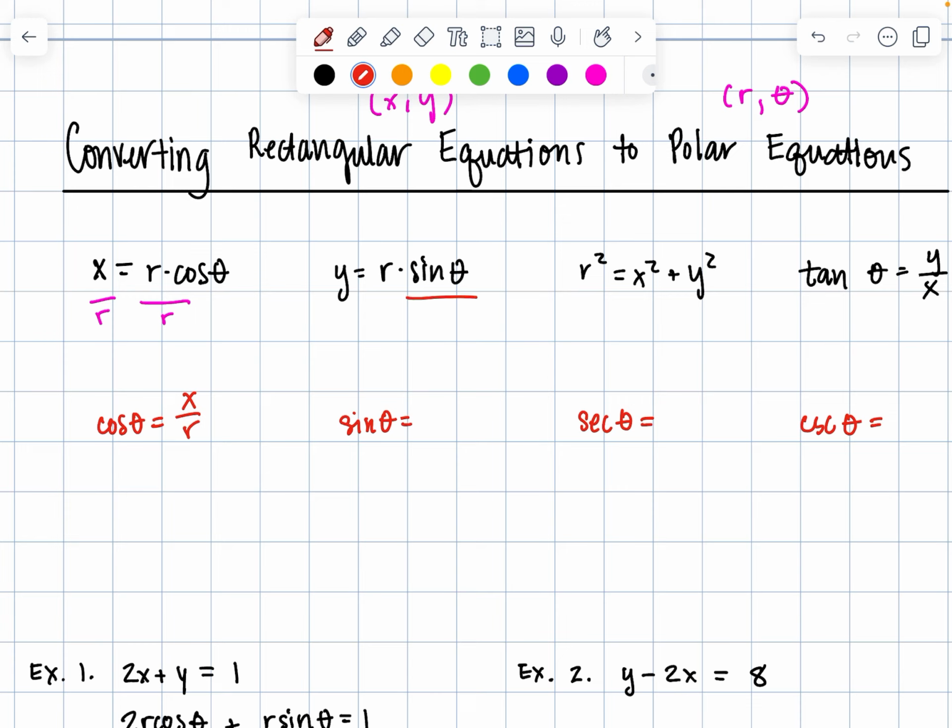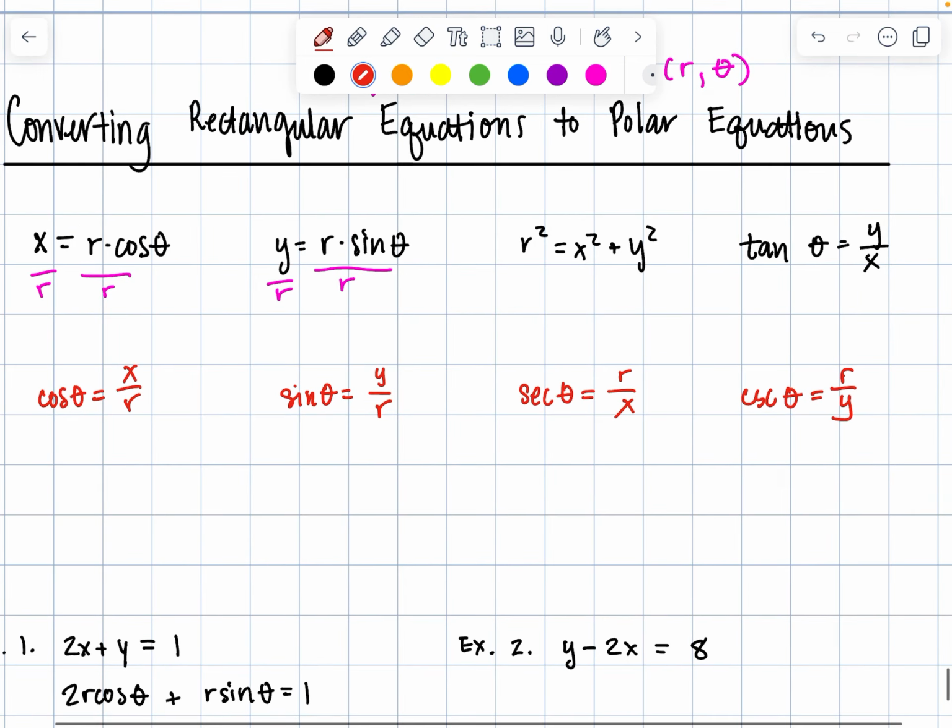Same thing happens for this equation. If we wanted sine by itself, we would divide by r, and then we end up getting sine of theta is equal to y over r. Which brings up cosecant and secant theta. Well, secant theta, we know, is just the reciprocal to cosine. So we could take this ratio and flip it. So we take r over x instead of x over r, and we have secant theta. Similarly, sine theta and cosecant are reciprocals, so we take the reciprocal of y over r, which is r over y, and we have our fourth equation.